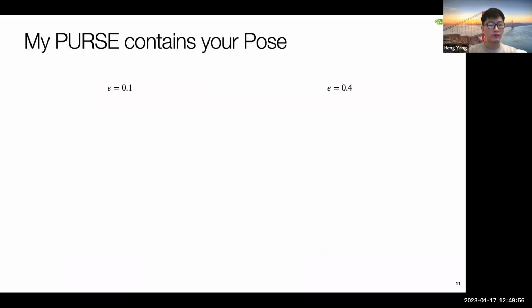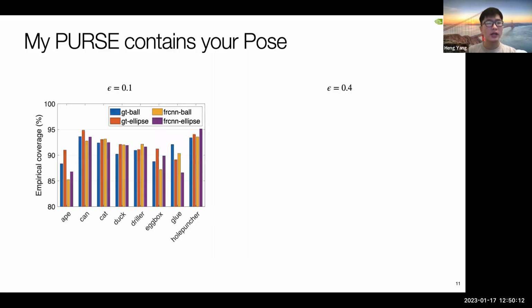Now, the second thing, as we look at these qualitative examples, that we're interested in is whether this conformal prediction machinery is valid. Is it actually the case that my ball does contain your ground truth point? So here we evaluate the empirical coverage. In the epsilon equal to 10% case, we are shooting for 90% confidence. So if you look at the empirical coverage, you do see that.